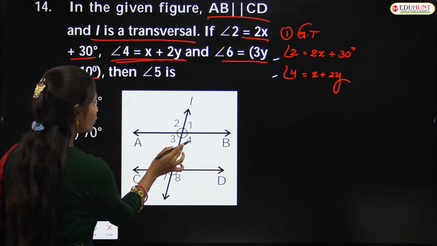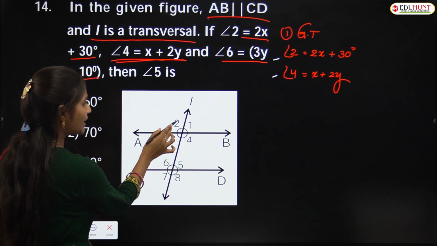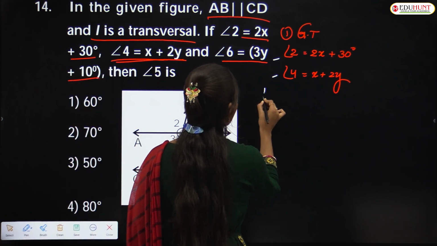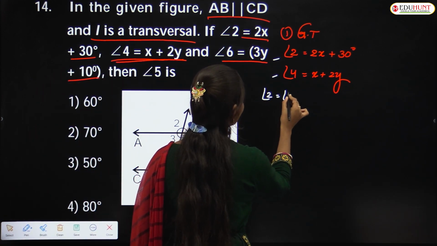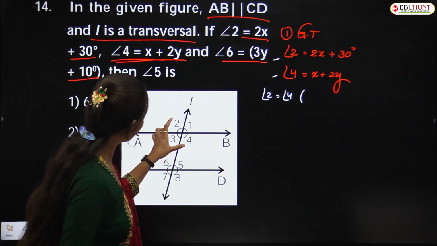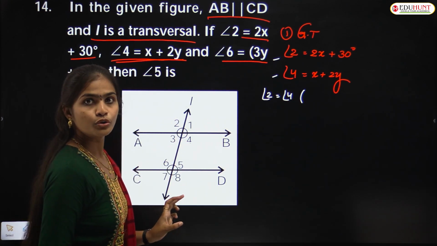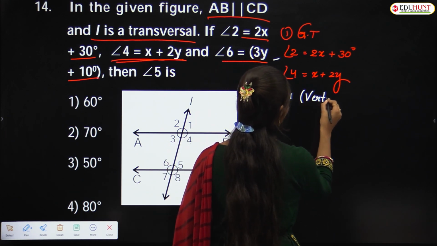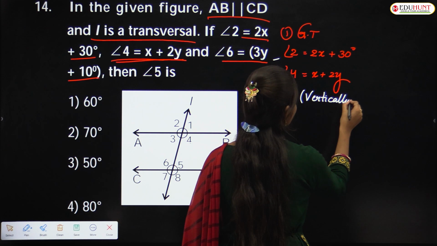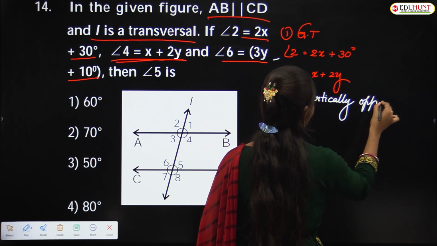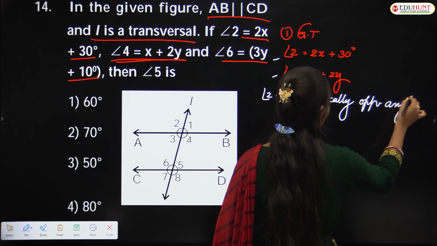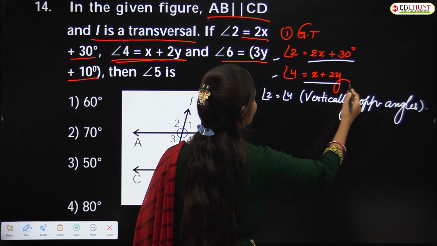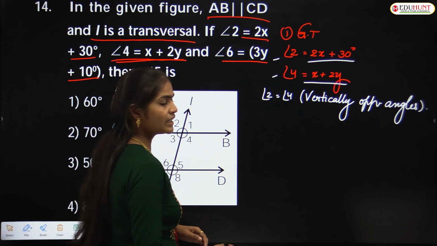Observe angle 2 and angle 4. Here angle 2 is equal to angle 4. Yes or no? Why? Because 2 and 4 are vertically opposite angles. So those two are vertically opposite angles. That's why angle 2 is equal to angle 4, and we have to equate the given two equations.